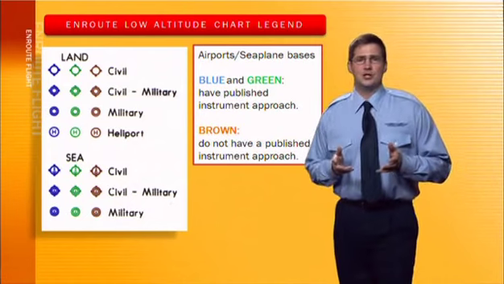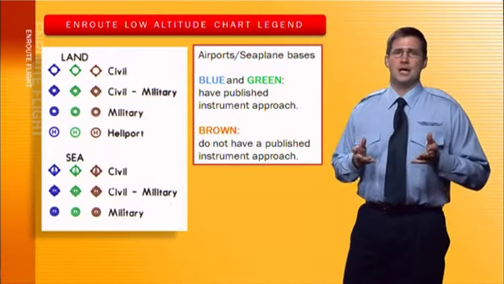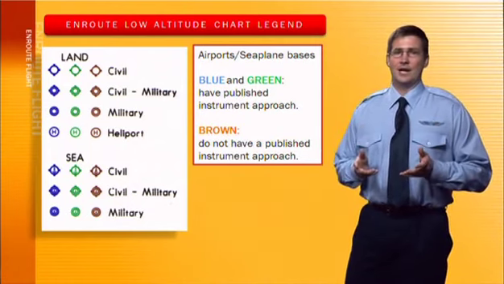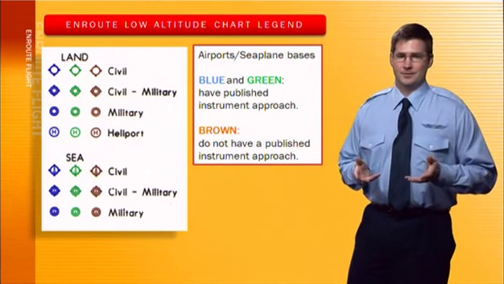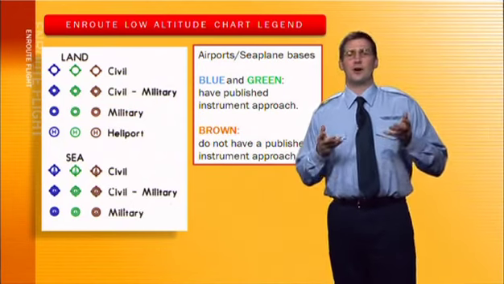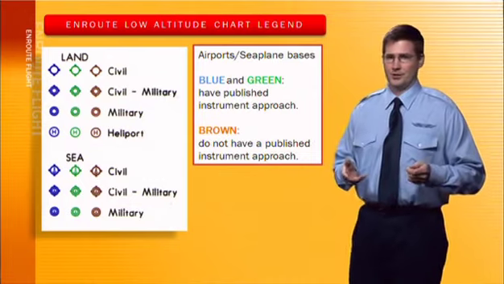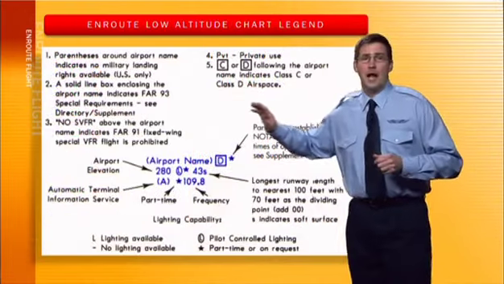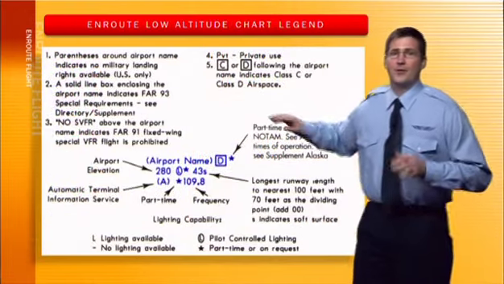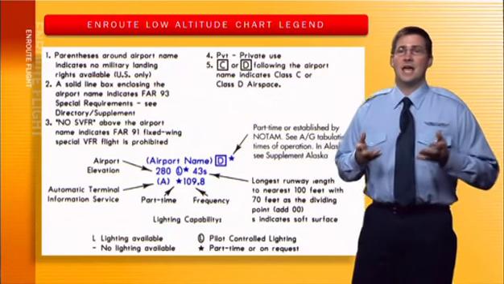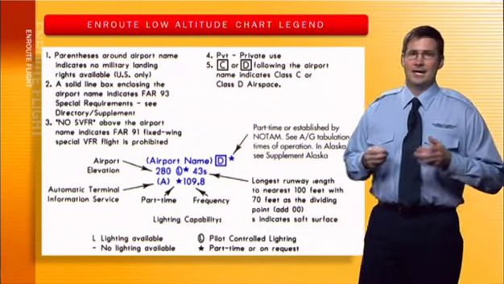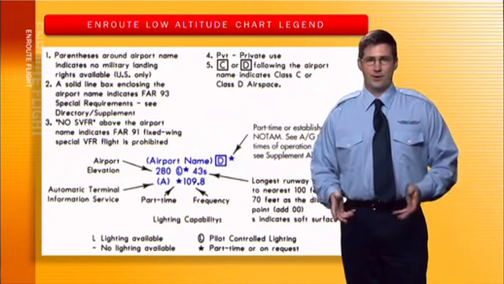Blue and green symbols show airports with an approved approach, and airports in brown indicate an airport without an approved approach procedure. Color coding lets you see very quickly which airports have an approved approach. Now here we see the data block that provides the information about the runway length, the elevation, and other critical information. Let's look more closely at each component.